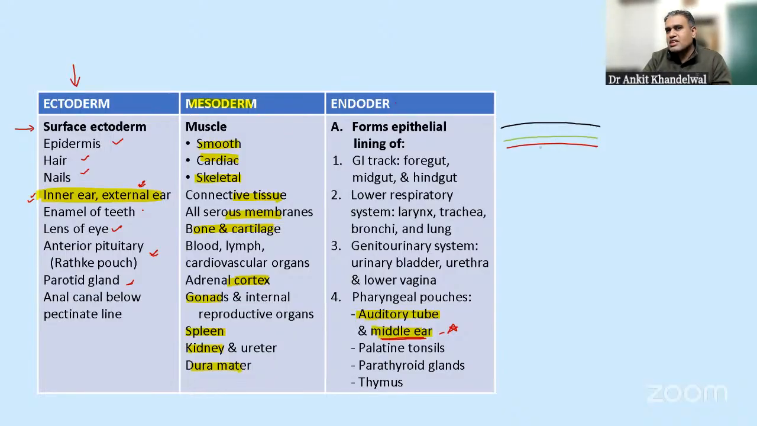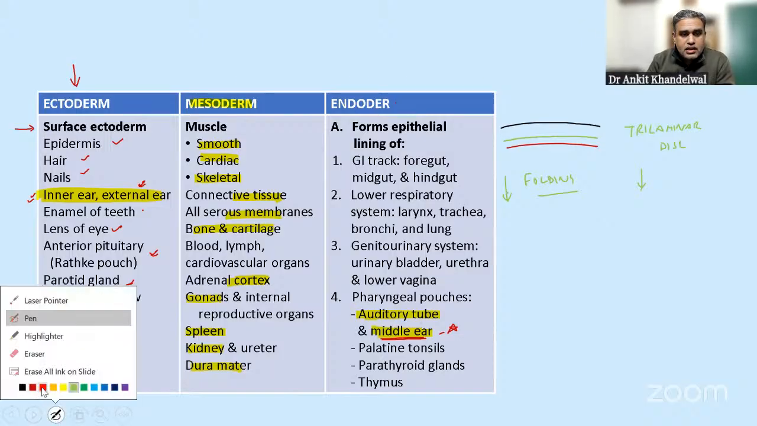But the body is not shaped like this. In the body, the entire skin, hair, and nails are present outside. So what actually happens is there is folding of these structures. There is folding of this trilaminar disc. There are three germ layers, no? So we have the trilaminar disc in week 3, and in week 4 the embryonic folding starts. When the folding happens, what will happen? Try to understand over here.